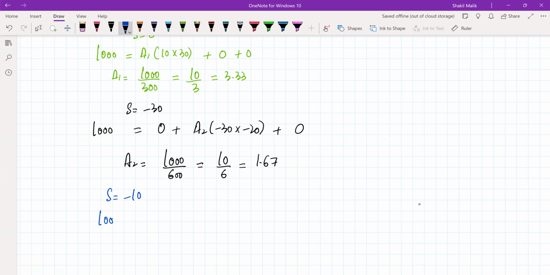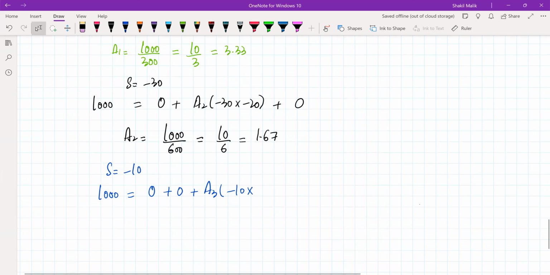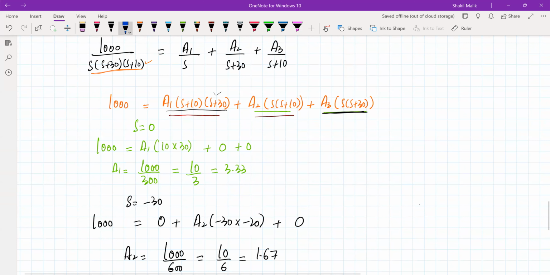So we'll get 1000 will be equal to 0 plus a3 times (minus 10 multiplied by minus 10 plus 30, which is 20). So a3 will be equal to 1000 divided by minus 200, which is equal to minus 5. Right. So this is the value of a1, a2, and a3.